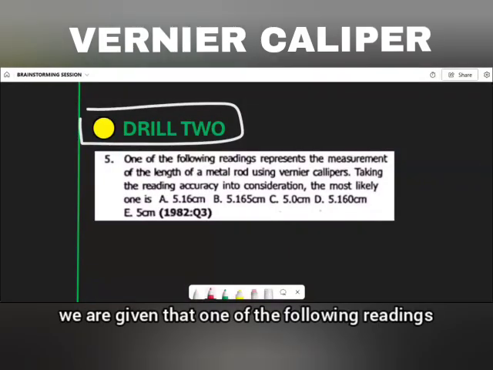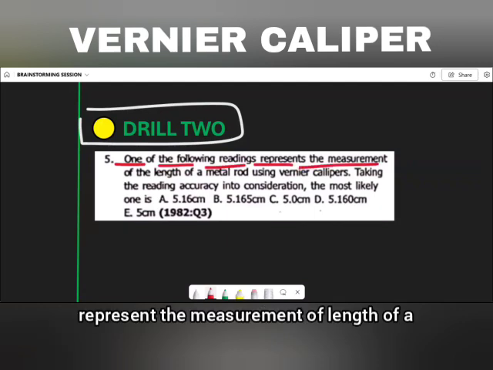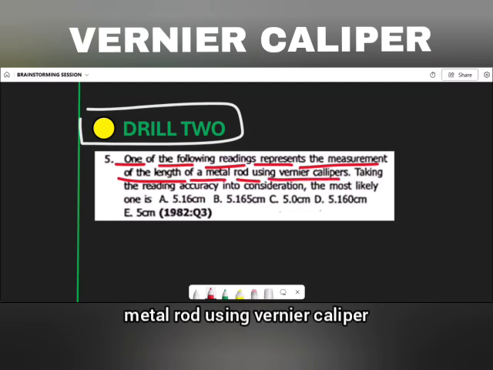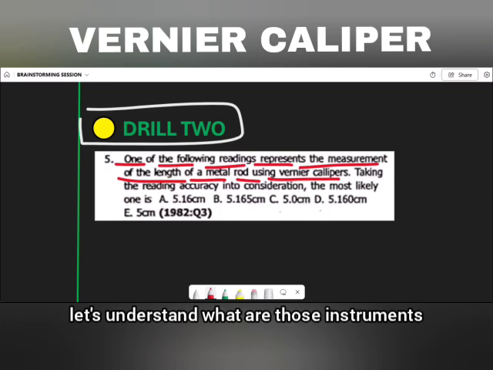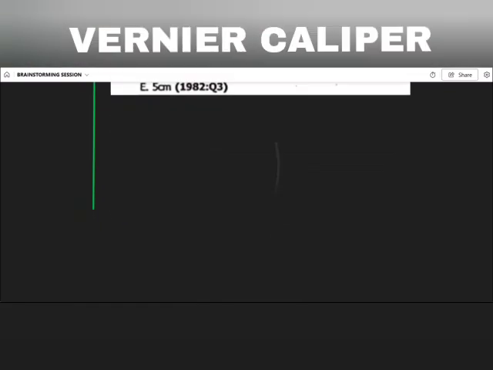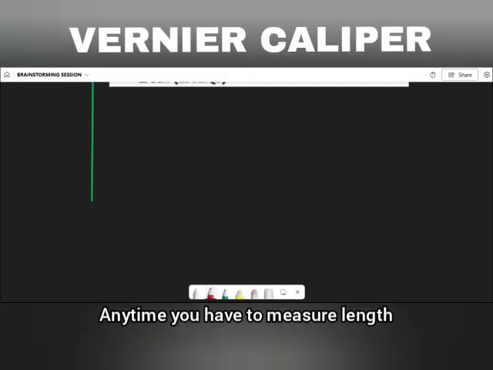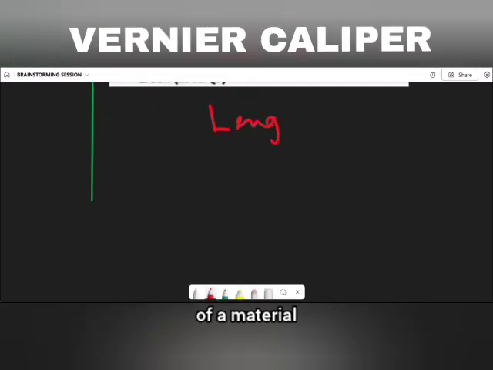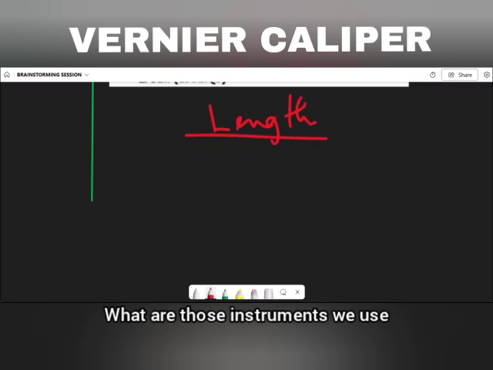We are given that one of the following readings represents the measurement of the length of a metal rod using a Vernier Caliper. Now, before we get into it, let's understand what those instruments we make use of to measure length are. Anytime you have to measure the length of a material, what are those instruments we use?